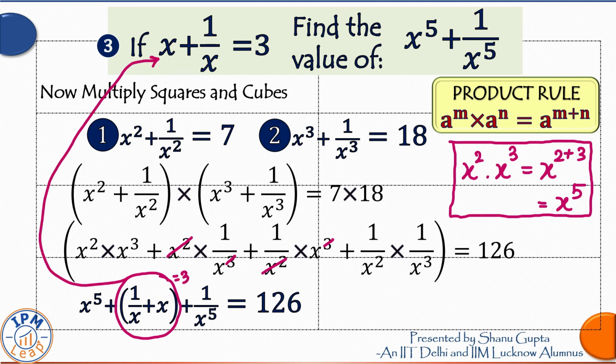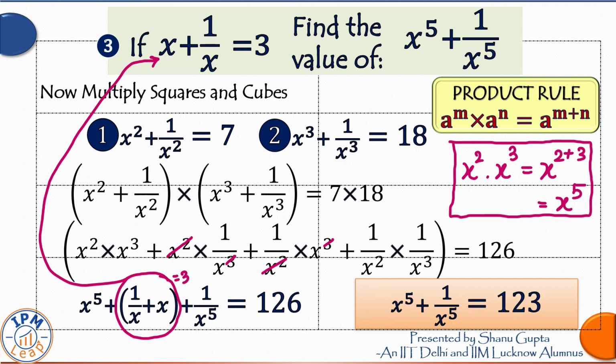We use that, and x raised power 5 plus 1 upon x raised power 5 simplifies to a value of 126 minus 3, which is equal to 123. So that's our answer for this question.